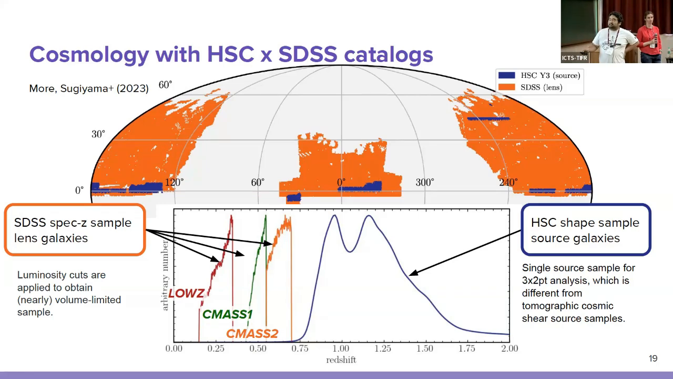By definition, LOWZ is like a constant definition now. LOWZ and CMASS were like an old targeting thing. Now it's like the whole thing. Yeah, this is a LOWZ CMASS TOT sample, right? Right, but this is DR12. Yeah, this is DR12. Ours is DR11.